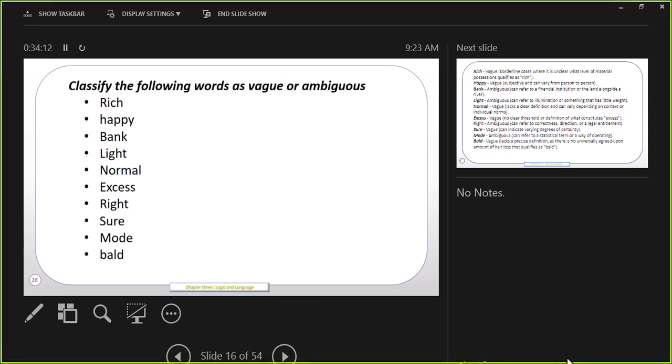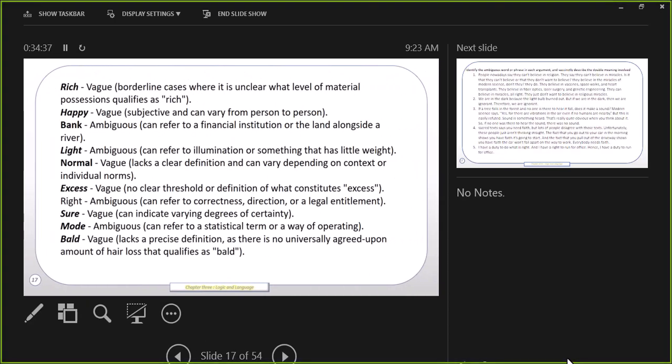Mod? Mod, no, it's not mood, it's mod, right? Mod is ambiguous. Bald? Bald is not ambiguous. It is what? Bald is vague. Bald is vague. It lacks precise definitions, right?